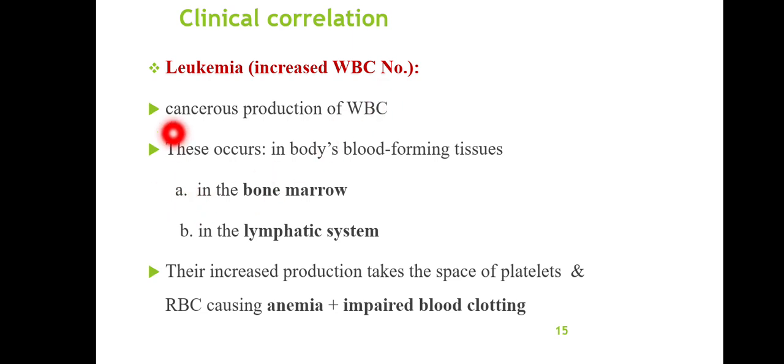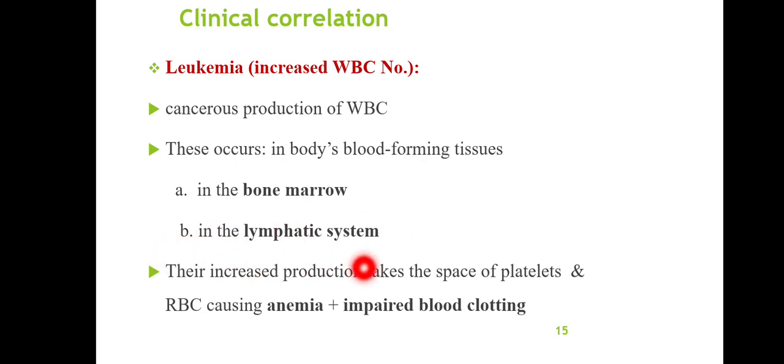Now, in leukemia, there is cancerous production of white blood cells. They increase in number. This occurs in the body's blood forming tissues, in the bone marrow and in the lymphatic system. They are the ones responsible for forming blood. So they are going to be corrupted so that they produce duplicates. These duplicates are not original white blood cells, hence the number increasing to above 10,000.